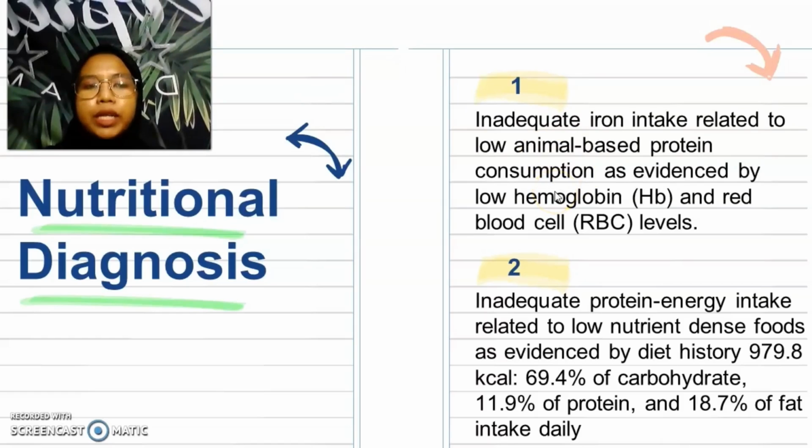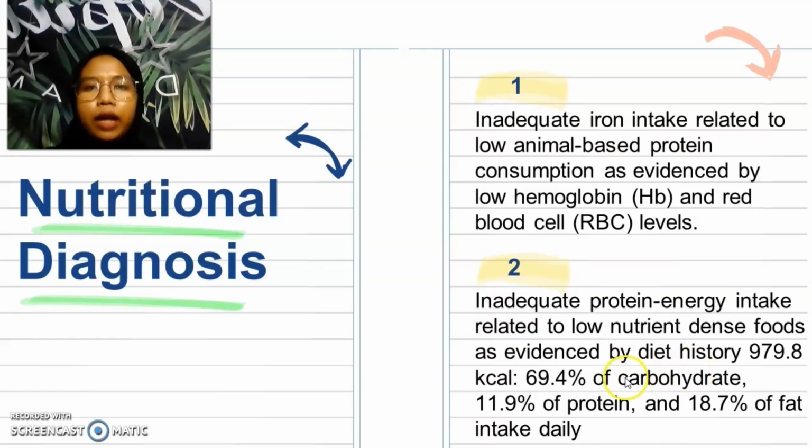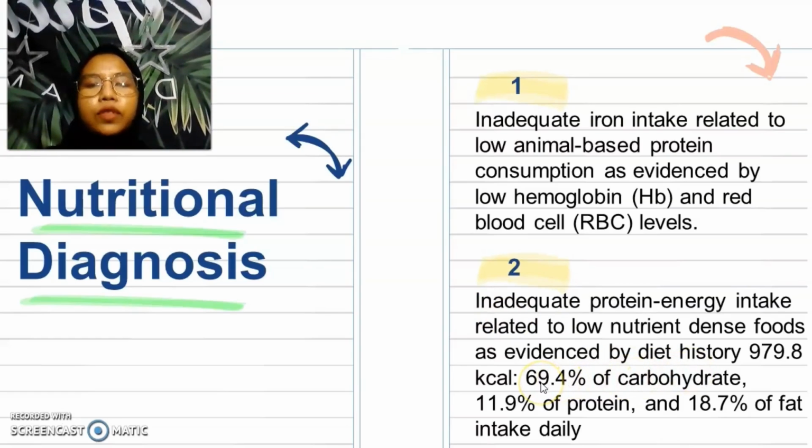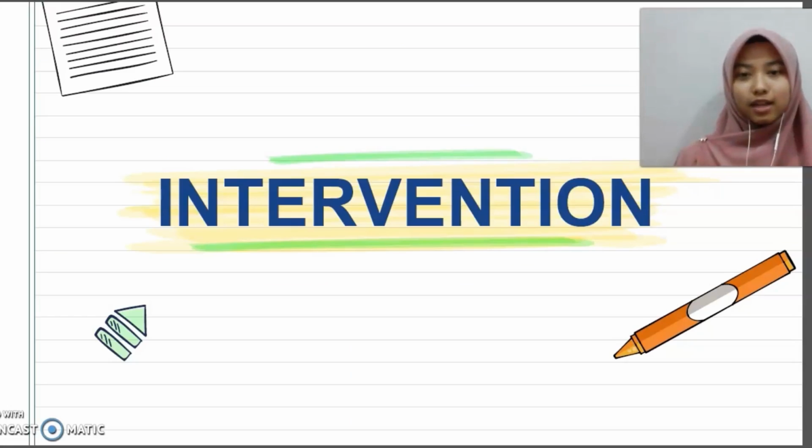low hemoglobin and red blood cell level. The second one is inadequate protein energy intake related to low nutrient-dense foods, as evidenced by diet history, which is 979.8 kcal, which is comprised of 69.4% of carbohydrate, 11.9% of protein, and 18.7% of fat intake daily. Next, we move to intervention.